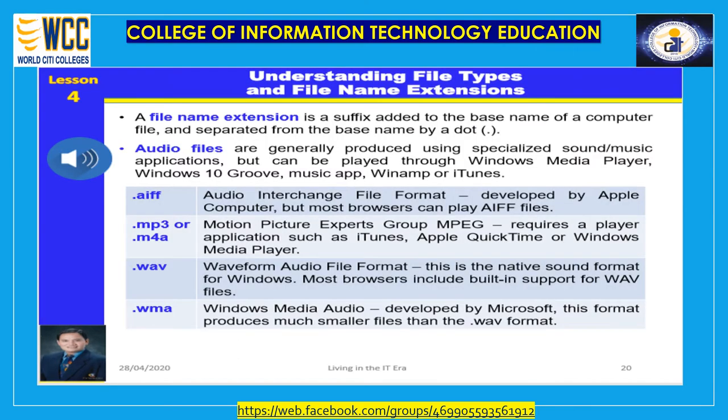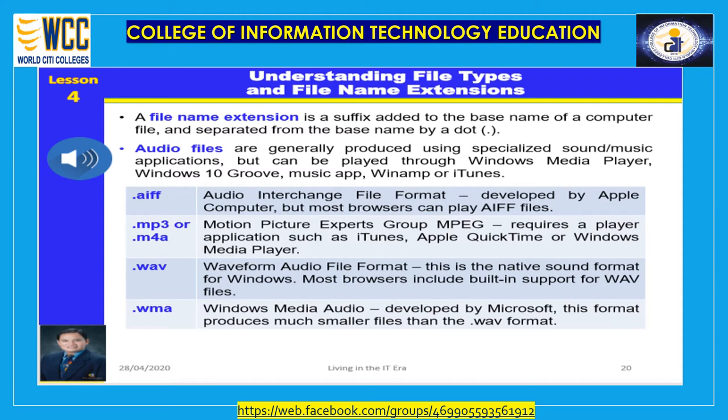Understanding file types and file name extension. A file name extension is a suffix added to the base name of the computer file and separated from the base name by a dot. Operating systems and application programs use file name extensions to recognize the format of a file, to identify which program created the file, and which program may be used to open the file successfully.